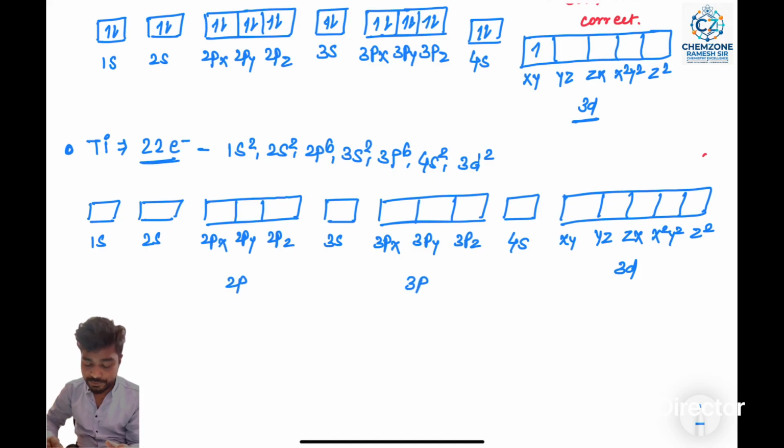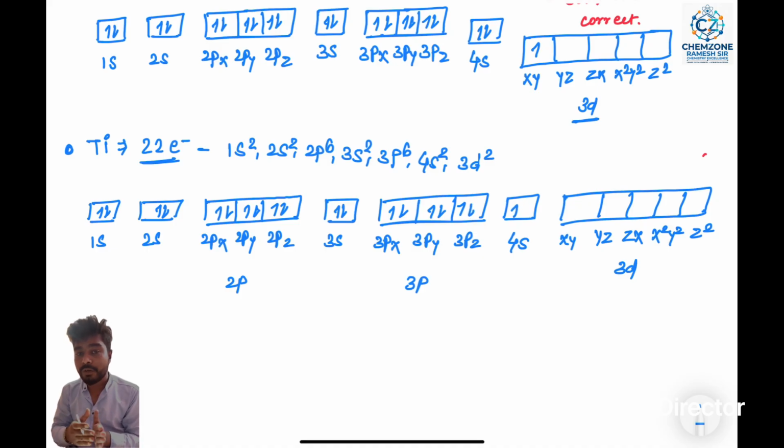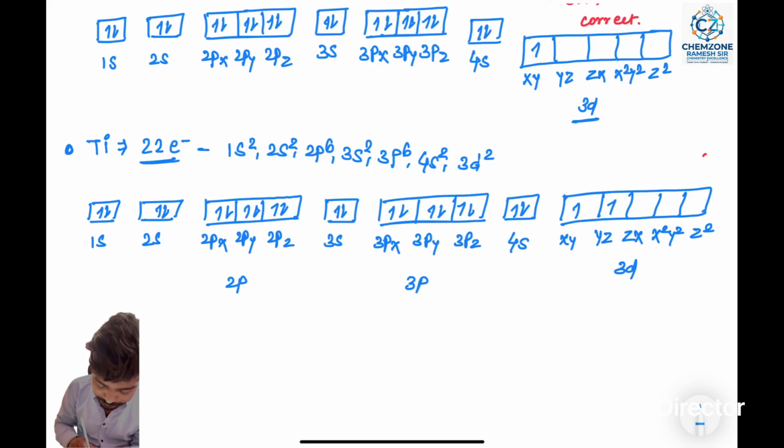Okay, so filling of the electrons in 22: 1, 2, 3, 4, 5, 6, 7, 8, 9, 10, 11, 12, 13, 14, 15, 16, 17, 18, 19, 20, 21, 22. That is the electronic configuration of our titanium, Ti.